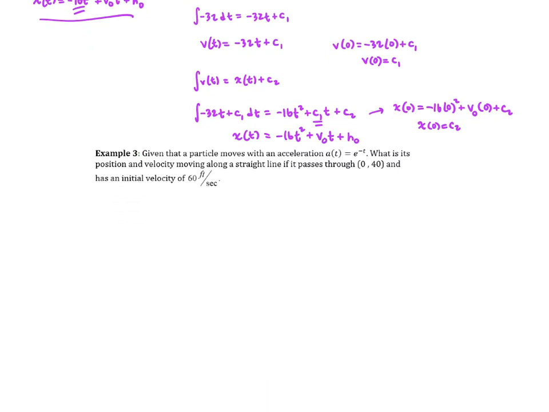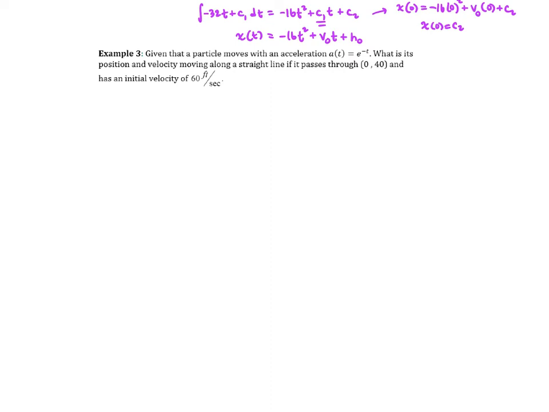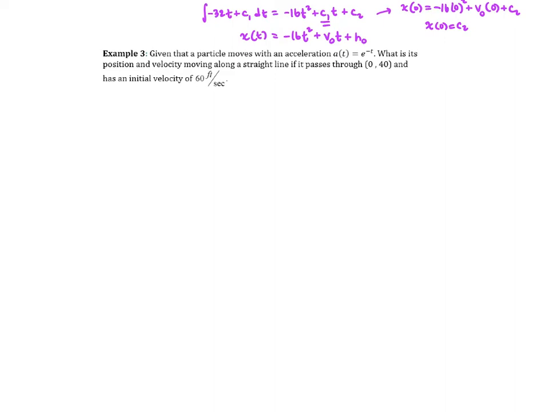Let's look at example 3. Given a particle moves with an acceleration of a of t equals e to the negative t, what is its position and velocity moving along a straight line if it passes through the point (0, 40)? Okay, so this is giving us some information. This tells us that x of 0 is 40, and initial velocity, v of 0, is 60. Okay, so let's do a little bit of work here. Let's take the antiderivative of e to the negative t dt. Okay, that is, of course, taking the antiderivative of a of t dt.